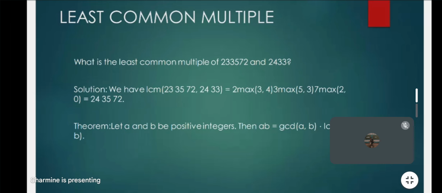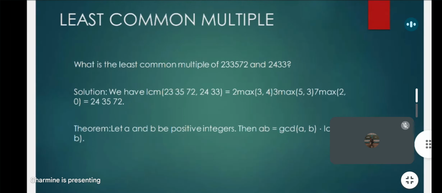Theorem. Let a and b be positive integers. Then a times b equals the greatest common divisor of a and b times the least common multiple of a and b.